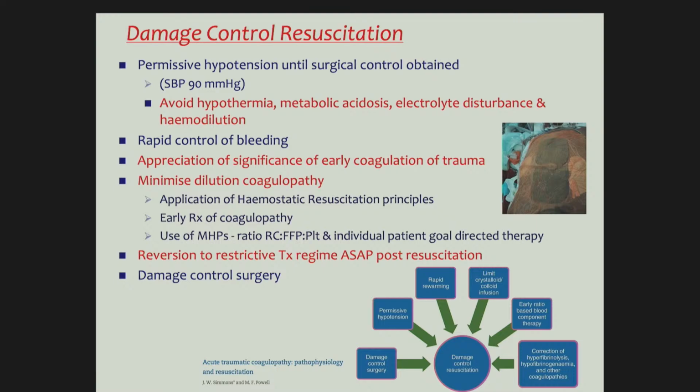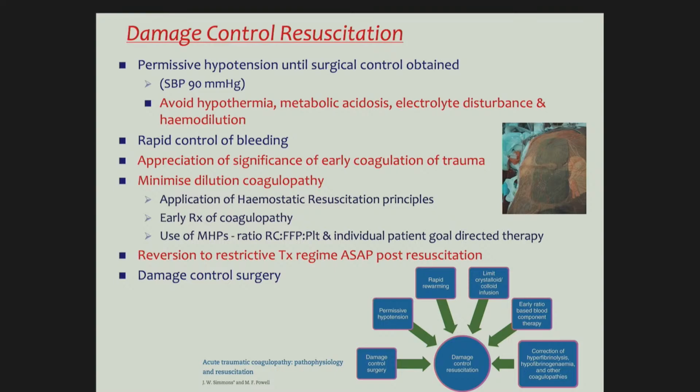And part of damage control resuscitation is damage control surgery. It's just to stabilize the patient, try and control the bleeding. It's not definitive surgery to fix the fractures or anything like that. Stabilize your patient, come back a day or two later. So here, this diagram, this is your damage control, and there's a number of things that are involved. Damage control surgery, permissive hypotension, rapid rewarming.